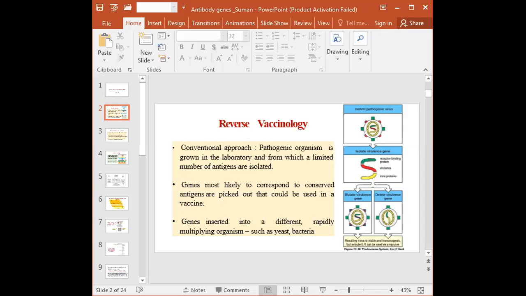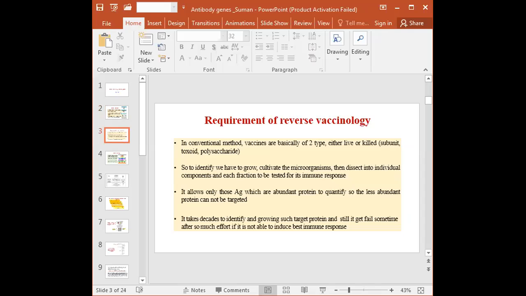So in both cases, you can prepare two different types of vaccines. One is your live attenuated vaccine, or else a killed vaccine in the form of subunit vaccine, polysaccharide vaccines, or toxoid. So this is the conventional approach. But the question is, why should we go for reverse vaccinology? What is the requirement of reverse vaccinology?